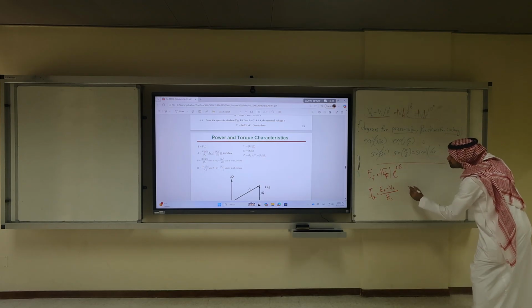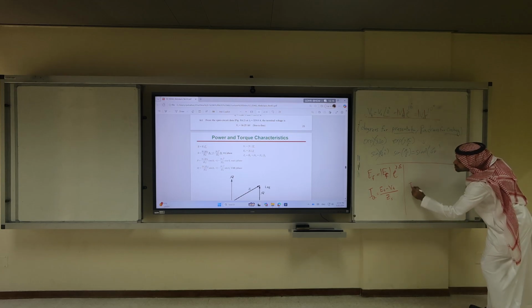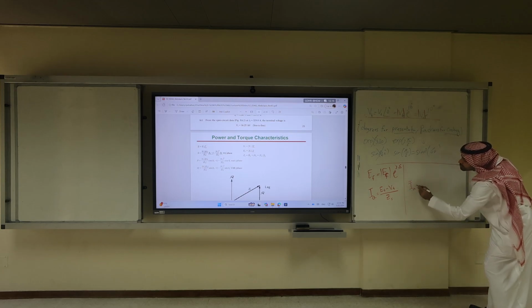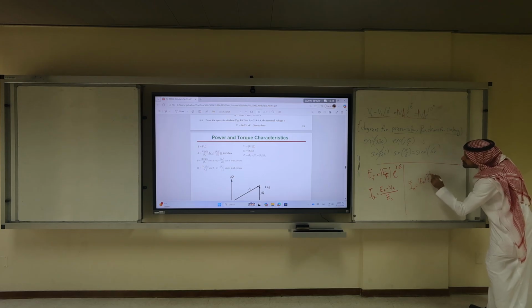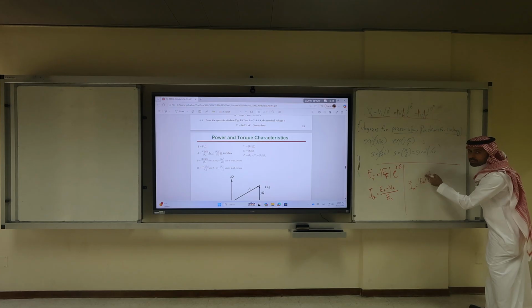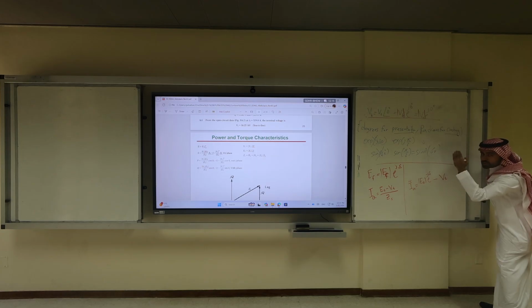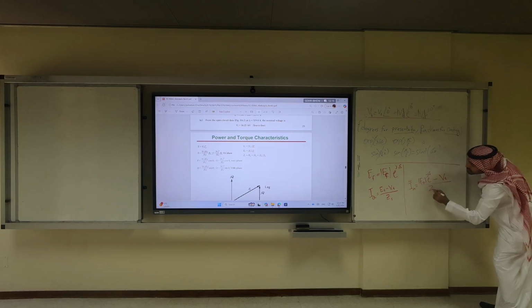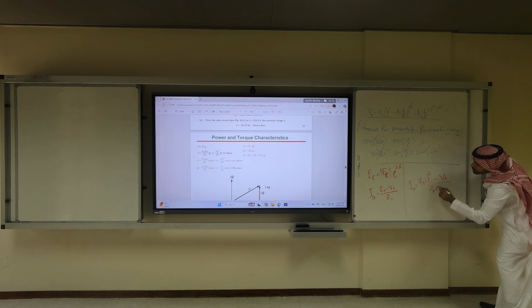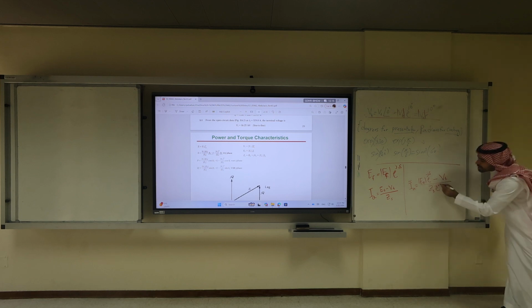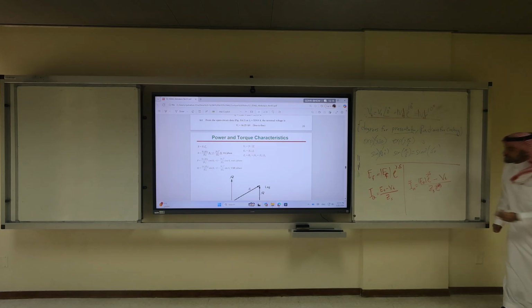If I do I conjugate, it is E of f, e to the power j minus delta. This minus is because of the conjugate. Minus V of t, e to the power j0 is 1, over Z of s, e to the power j minus delta. No, not delta, minus theta s.